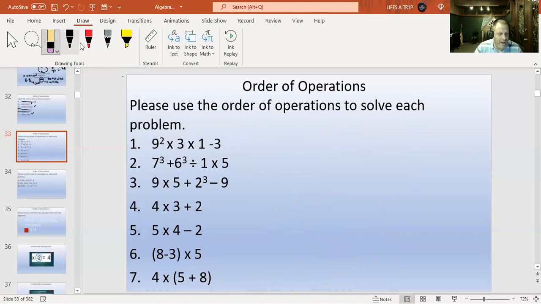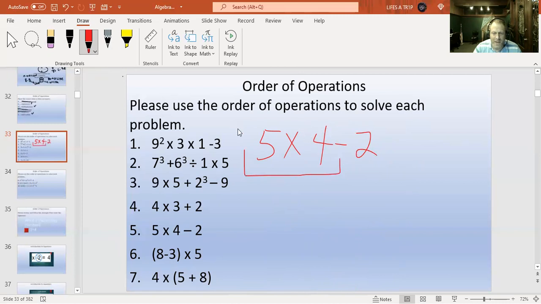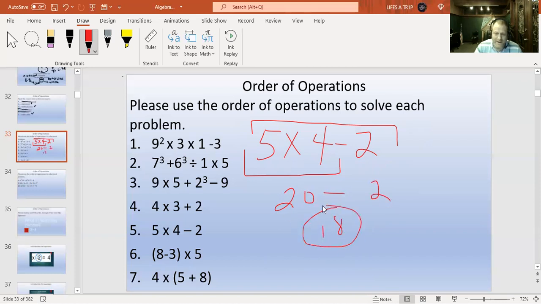Number 5. It's exactly like number 4, except with subtraction. Five times 4 minus 2, multiplication, and then subtraction. 20 minus 2 is 18, and 18 is your answer.